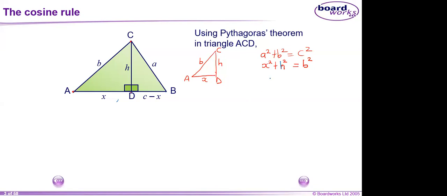Okay. So now this equation here, I can write it as B squared is the same as X squared plus H squared. And I'm going to call this one our first equation. Now I'm going to go to the second thing, which is finding the angle.